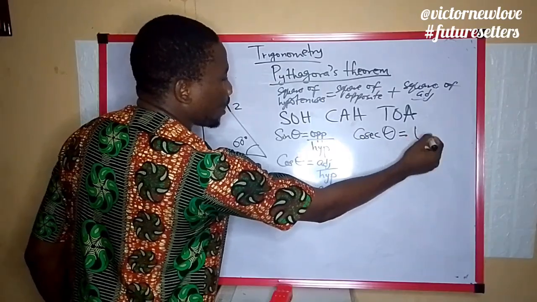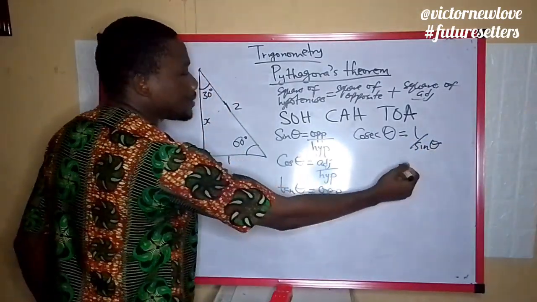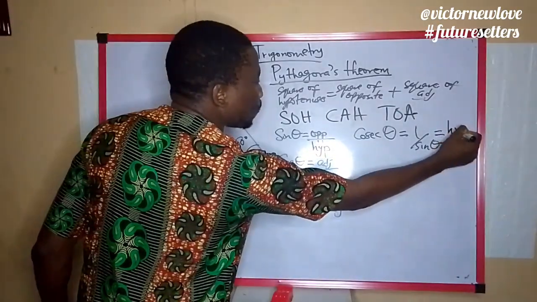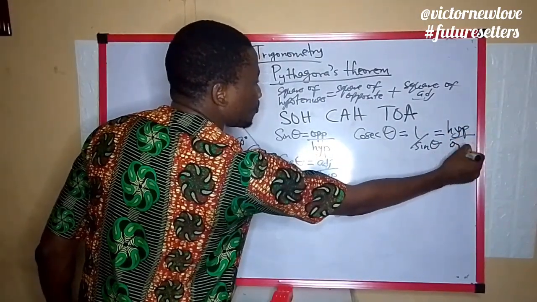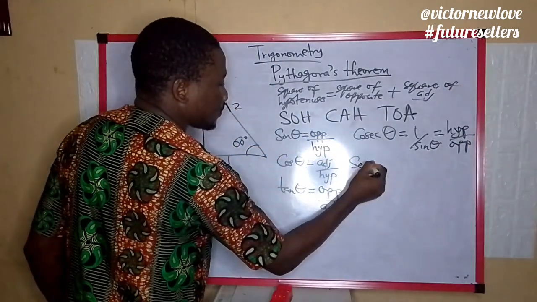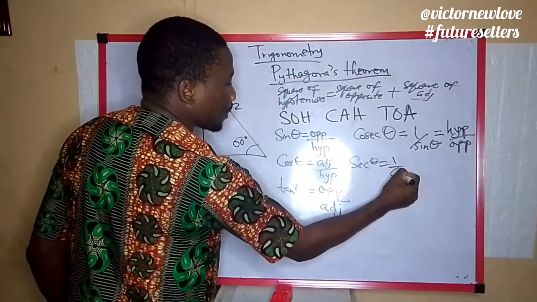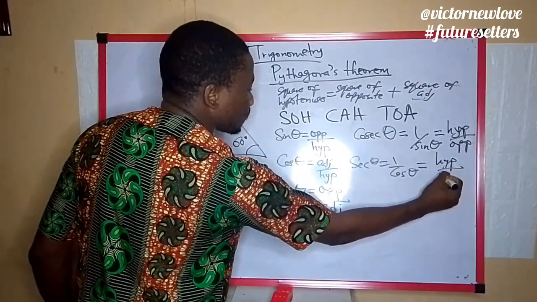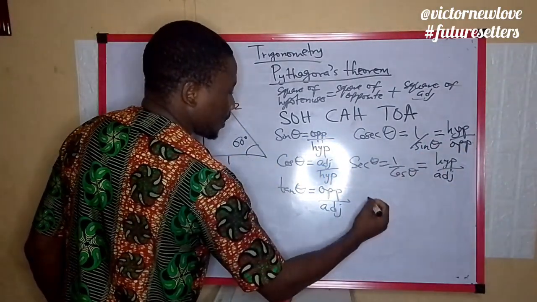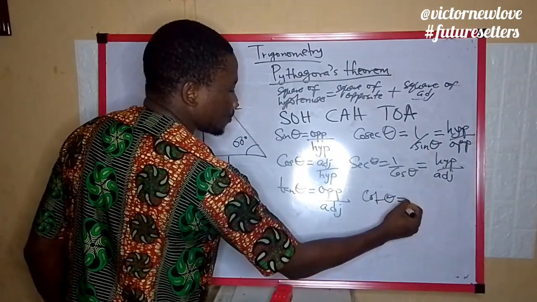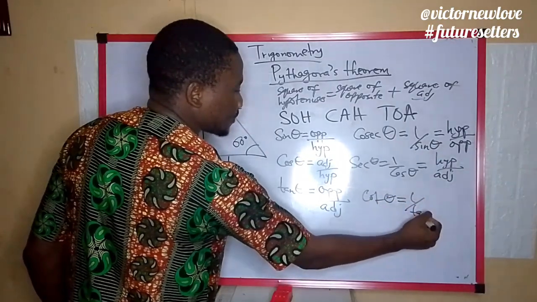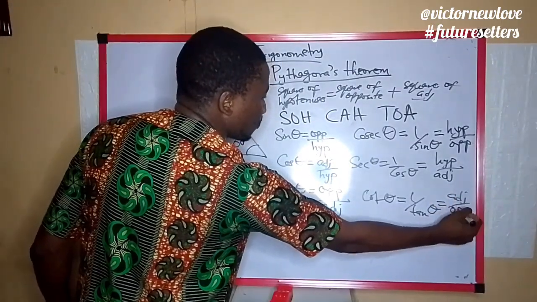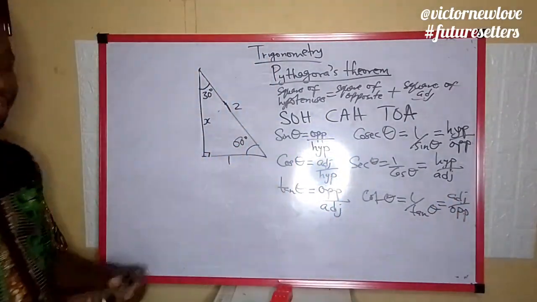Cosec theta, which is equal to 1 over sin theta, is hypotenuse over opposite. Sec theta, which is 1 over cos theta, is equal to hypotenuse over adjacent. Then we have cot theta, which is equal to 1 over tan theta, which is equal to adjacent over opposite.